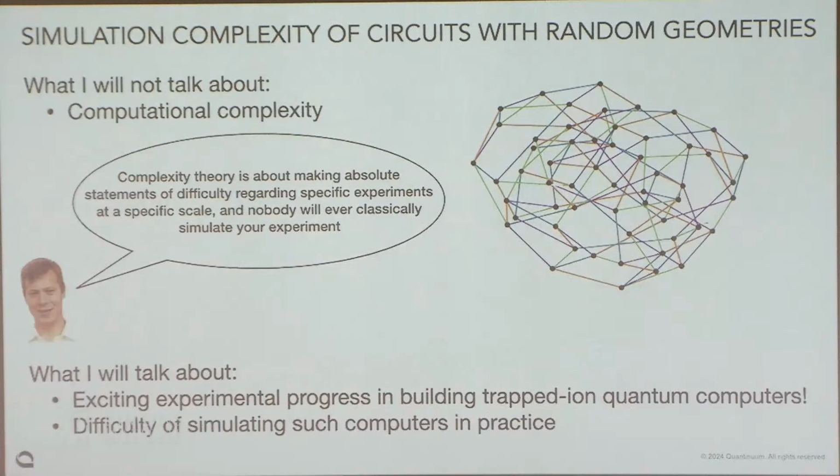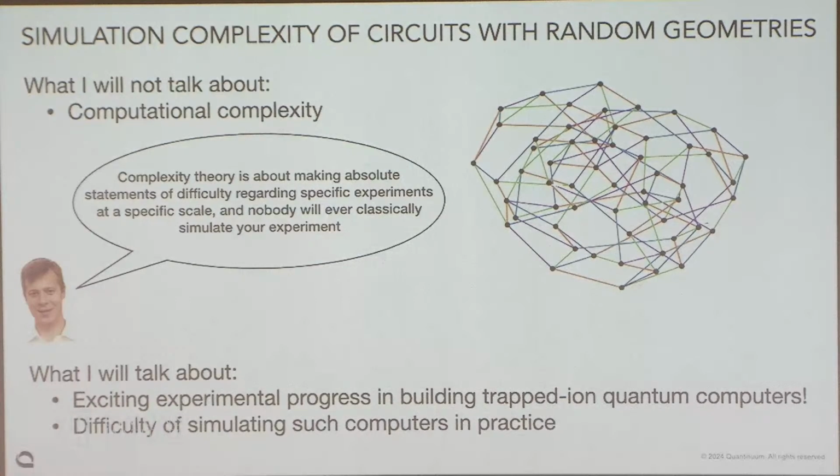Okay. All right, so things I will not talk about, maybe unfortunately for this audience, is computational complexity, largely because I don't know almost anything about it. I talked to Bill. Bill, did I get this right? So Bill told me the complexity theory is all about making absolute statements of difficulty regarding specific experiments at a specific scale, and then nobody will ever simulate the experiments I'm showing you.